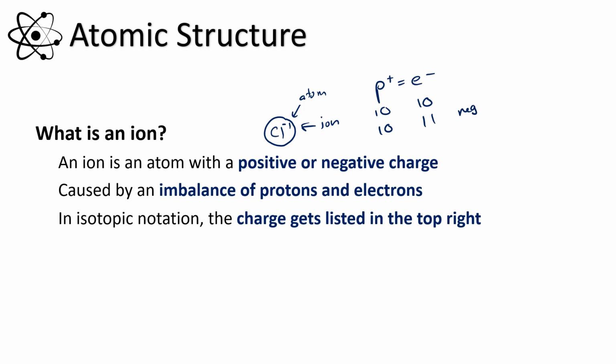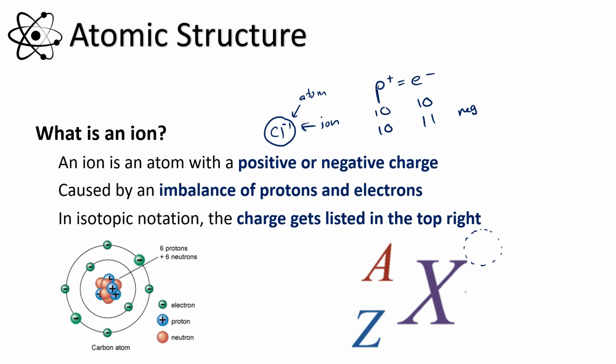And in the isotopic notation, that XZA format we talked about in the last lesson, if there is a charge, then that charge is going to get listed right here in the top right-hand corner, along with the atomic number and the atomic mass. Here's that carbon atom again, and we can now write the full isotopic notation for this, starting with the symbol, capital C for carbon. The atomic number is 6 because carbon has 6 protons. We can't see them all, but I believe there are 6 neutrons in that nucleus. So this has an atomic mass of 12.